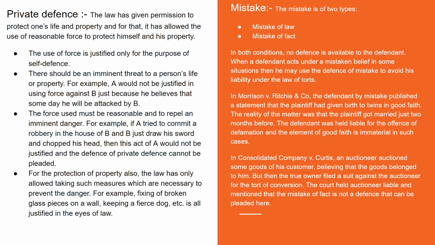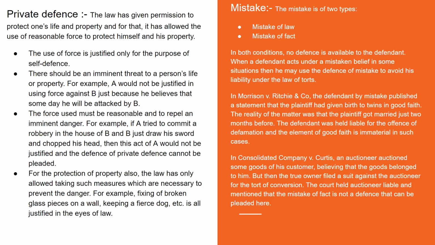In Morrison v. Ritchie & Co., the defendant by mistake published a statement that the plaintiff had given birth to twins in good faith. The reality of the matter was that the plaintiff got married just 2 months before. The defendant was held liable for the offense of defamation, and the element of good faith is immaterial in such cases.